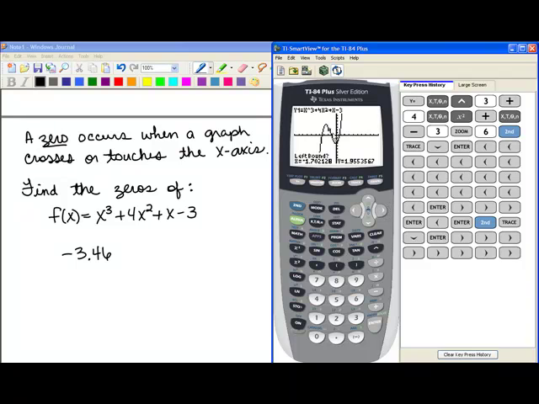Alright, now this will be the left bound. Since the function is decreasing, this is on the left side. Press enter here. Now go below the x-axis for the right bound. Okay, so our right bound would be right about here. Press enter again, and then I move the cursor back a little bit and guess where it crosses. Press enter again. So the zero is negative 1.24.